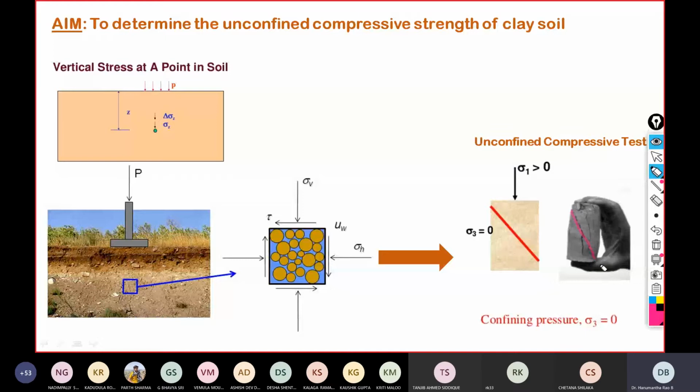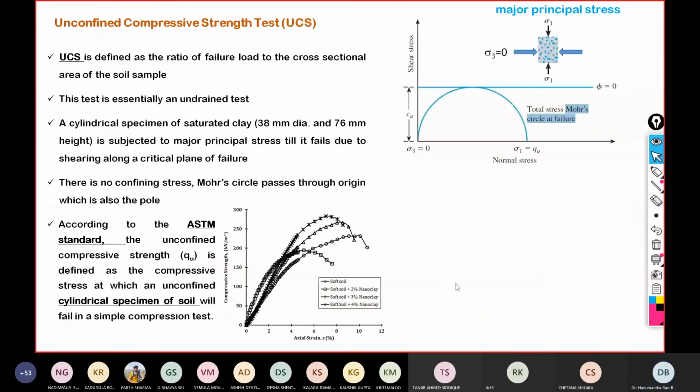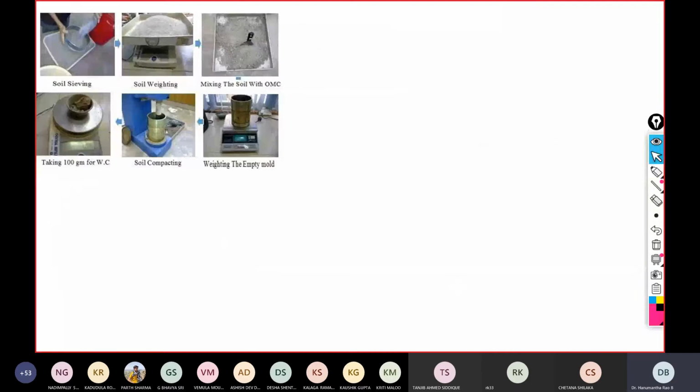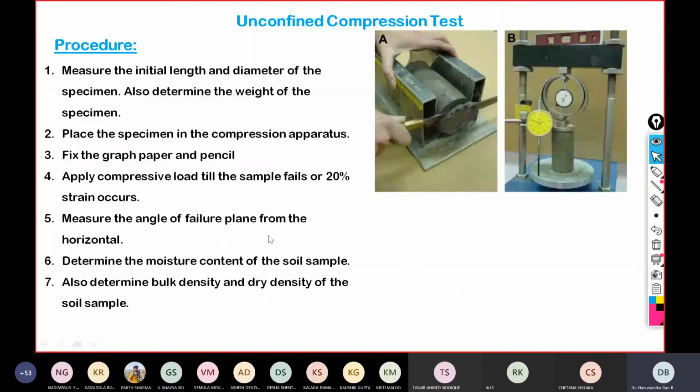This is what you read in your strength of materials or engineering mechanics. This kind of theory is not only valid for soils, it is valid for all kinds of materials, such as cement, steel, metal, concrete, and so on. So one can measure the failure plane angle, that is theta. This is called the failure plane. So measure the angle of the failure plane from the horizontal.